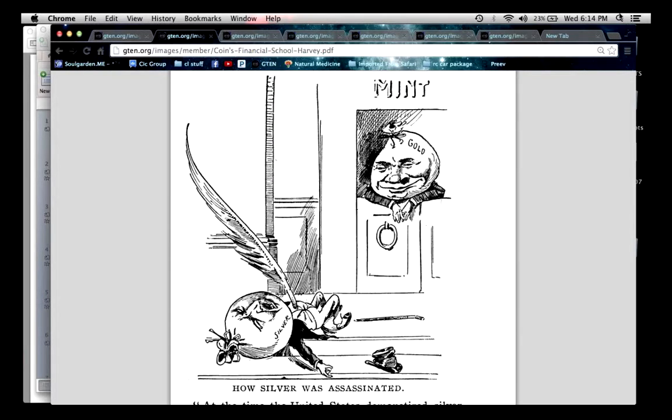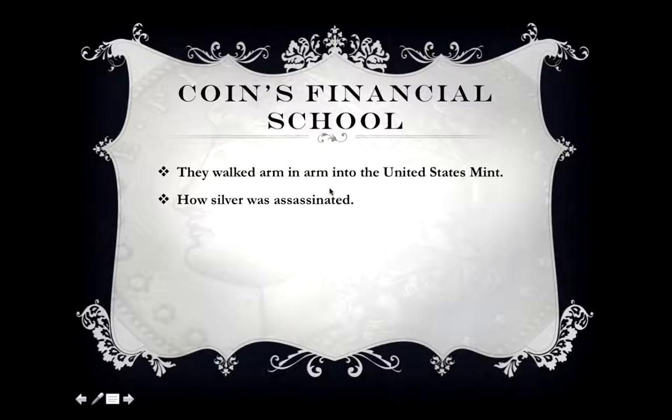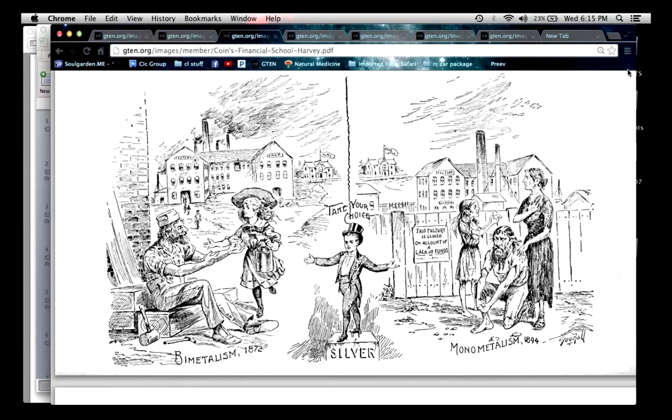Okay, let's look at the next one. Okay, take your choice. All right, so here we see sort of a more complex picture. But we've got bimetallism on one side and monometallism, or gold standard, on the other side. And the bimetallism shows a flourishing economy and the factories open and whatnot, and the monometallism, or gold standard side, says this factory is closed on account of a lack of funds. And you got poor people.